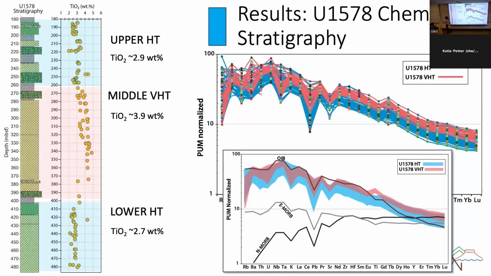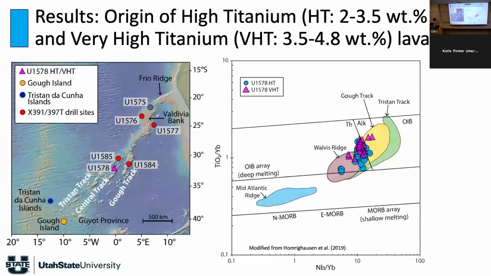And so understanding the source of that very high titanium has been a side project that has occupied my interest here. But getting back to the original question, are these 1578 lavas that are sampled in the central track more Guff or more Tristan, or where do they come from? When we plot these with existing data sets from these different locations, we see that the 1578 samples straddle this Walvis Ridge-Guff track boundary and maybe overlap a little bit with the Tristan track as well.